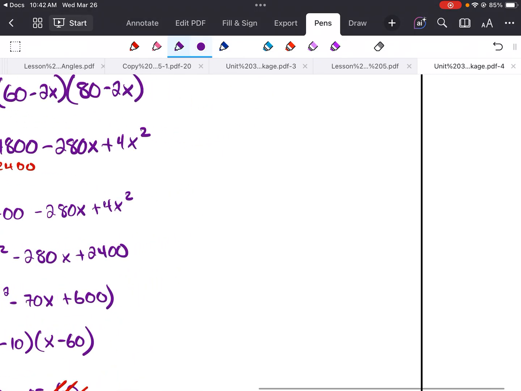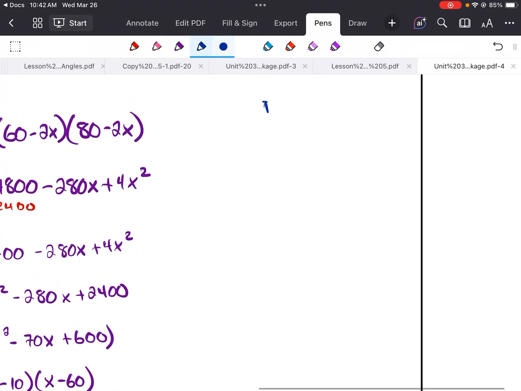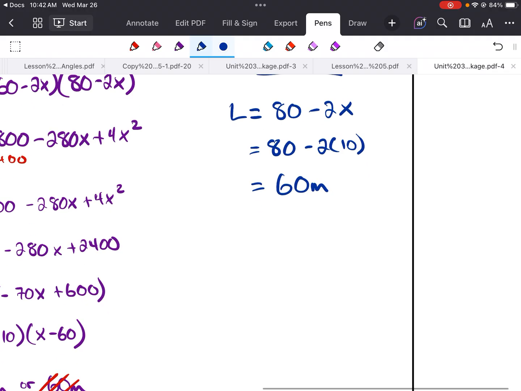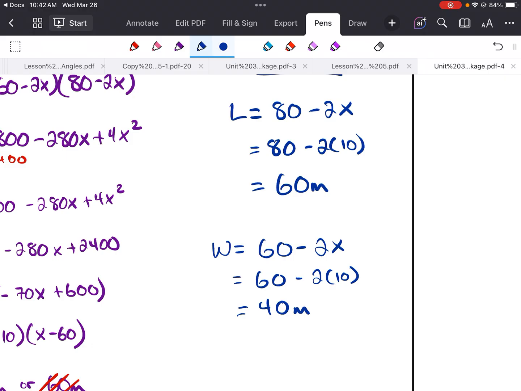The other question was, what are the dimensions? Okay, so for the dimensions of the factory, the length was 80 minus 2x's. Well, now we know that x is 10 and 80 minus 20 is 60 meters. And the width was 60 minus 2x's, which is 60 minus 20. So the width is 40 meters.